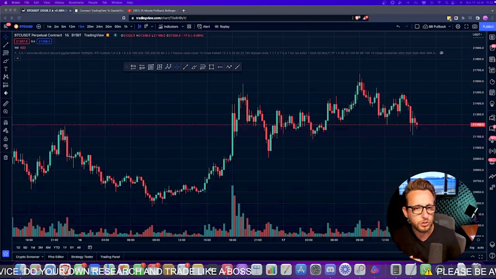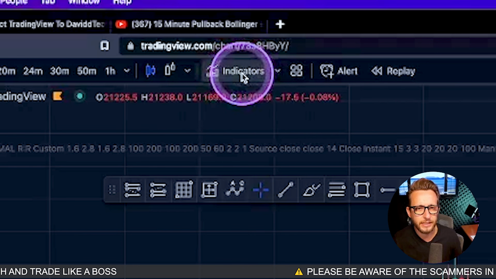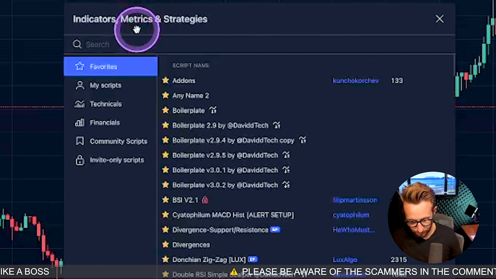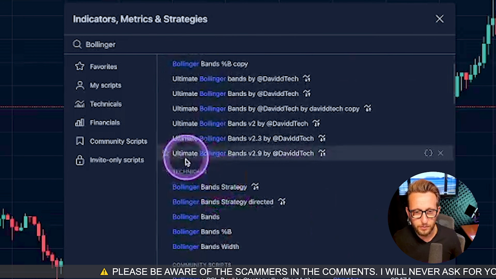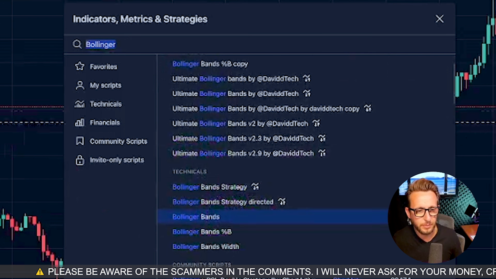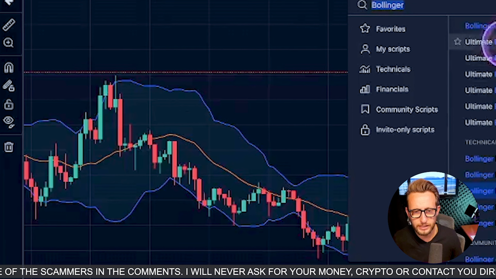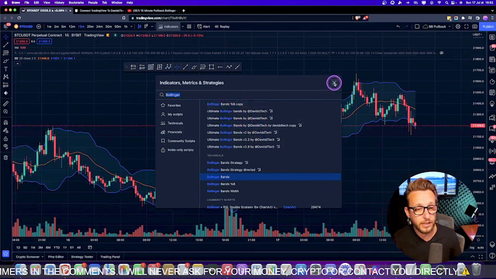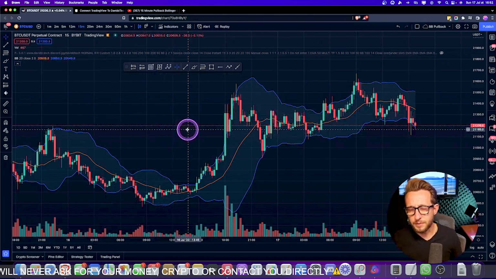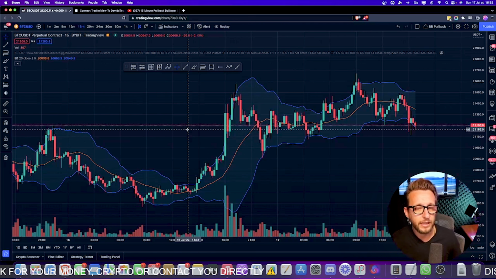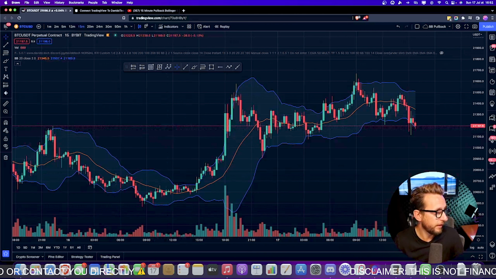I'm currently on TradingView, and I'm going to use the indicators up here by clicking indicators and searching for Bollinger, B-O-L. If I go down here you'll find Bollinger Bands in technicals. You'll see these come up on the screen with blue and orange lines, and that is actually the only indicator we'll be using for this trading strategy. I will be adding a couple of other indicators along the way to try and improve on it, but the strategy is very, very simple.